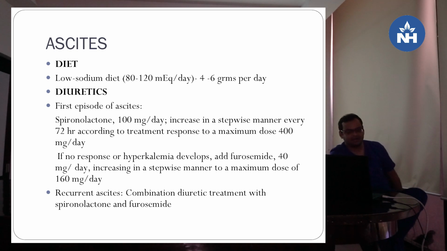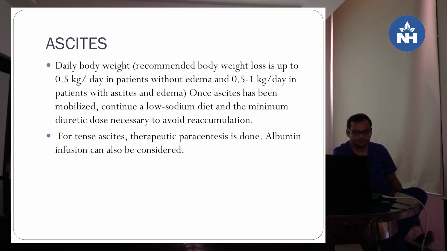In case of recurrent ascites, we have to use a combination of diuretic treatment with spironolactone and furosemide. Daily body weight measurement is also important. Once ascites has been mobilized, continue low sodium diet and the minimum diuretic dose necessary to avoid reaccumulation. For tense ascites, therapeutic paracentesis is done and albumin infusion may be considered. Usually, with more than 4 liter paracentesis, there is an indication for albumin transfusion.